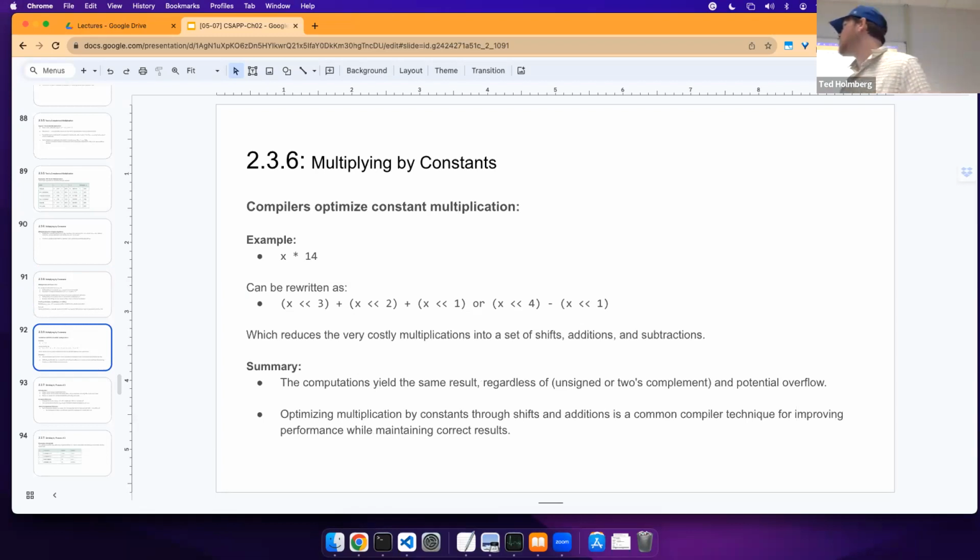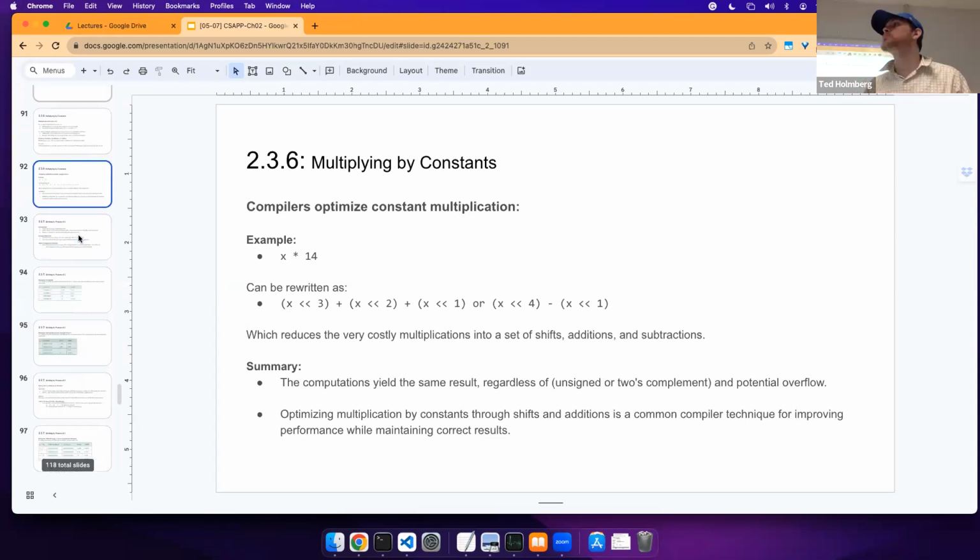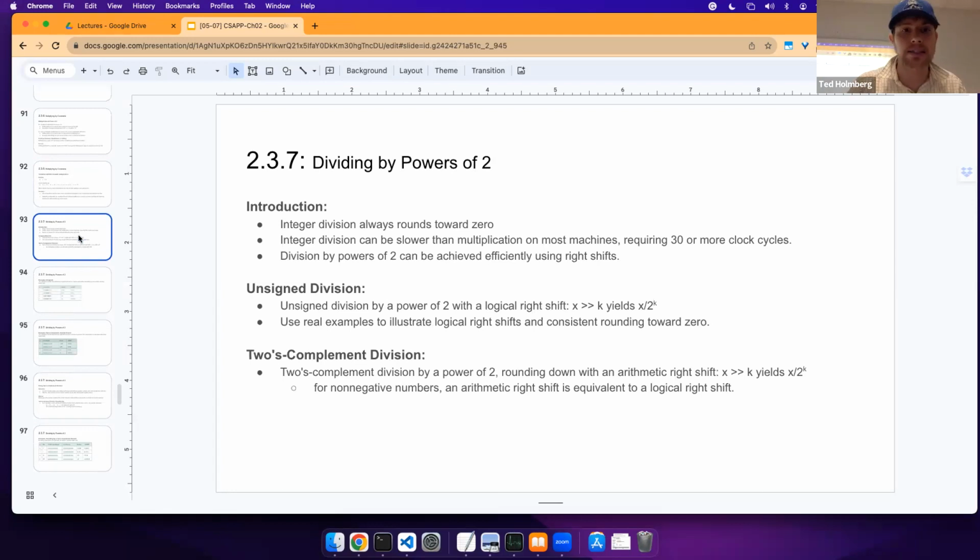So an example of how our compiler might optimize is, suppose I had x times 14. I could re-express that as this linear equation here of shifts and arithmetic that produces the same result. That reduces the very costly multiplicative property to just a collection of shifts, additions, and subtractions. And again, the end result would just be whatever the modulus value is in both cases.